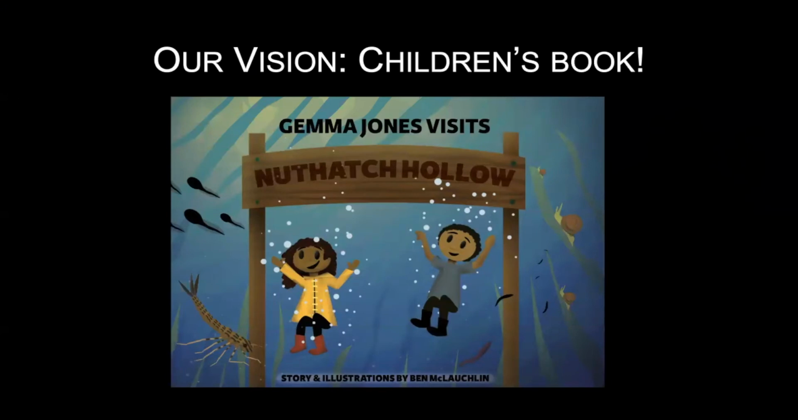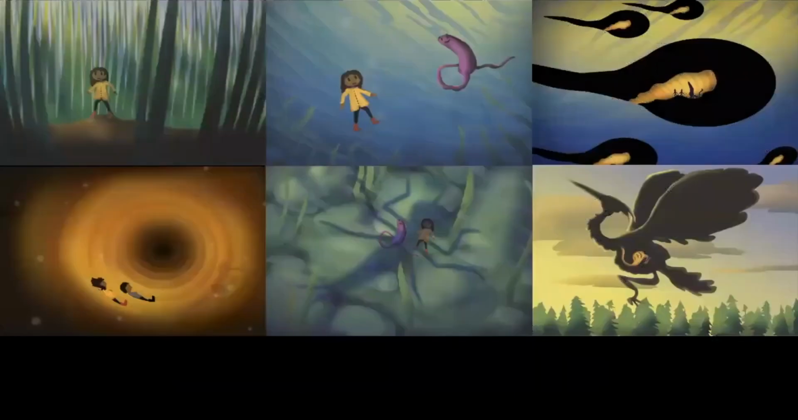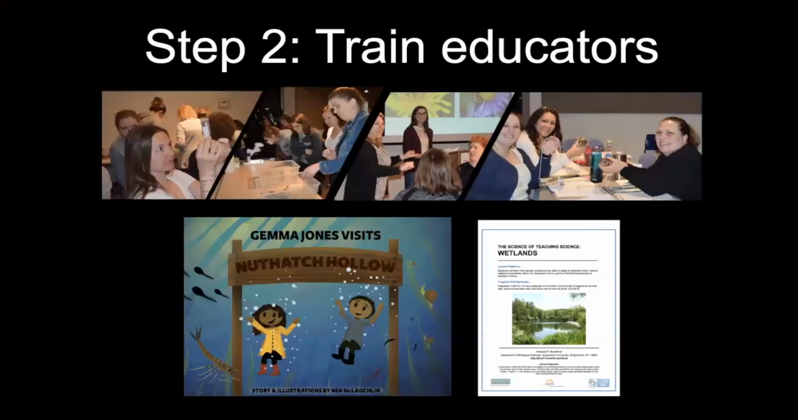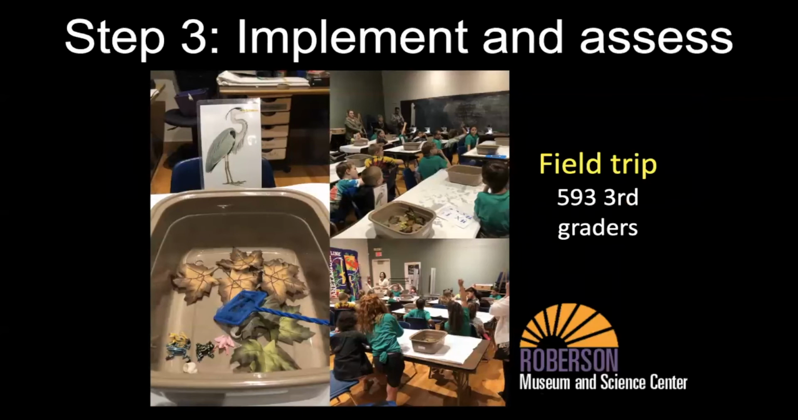Gemma Jones visits Nuthatch Hollow. And Gemma Jones in this story meets the parasite, the Cercaria, and she follows the Cercaria through the complex life cycle. And we're using this book paired with a lesson plan to teach children about the parasite life cycle. We then take this material to teach the teachers, the children's teachers. We train the teachers how to use this material, and the teachers will bring their students on a field trip to a local museum where they will interact with the members of the community that they read in the book.